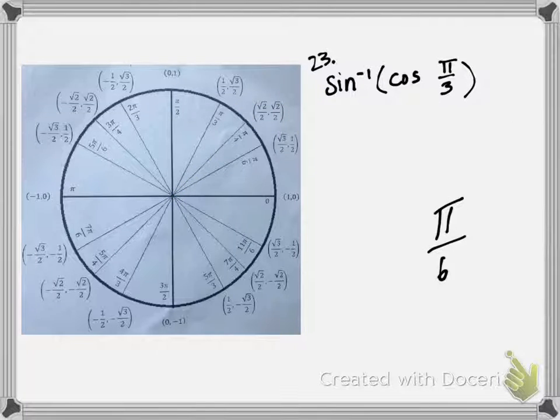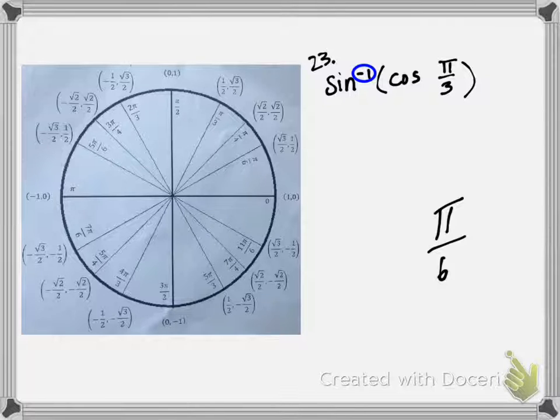Now, when we get to this one, it's no longer asking for the other ordered pair. It is now asking for a radian measure. Why do we know this? Because of this right here. That's right. So it's asking the question, what is the angle whose cosine value is at pi thirds? Now this is a little bit more confusing.